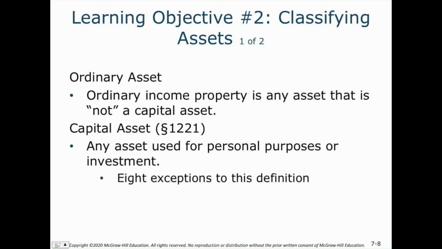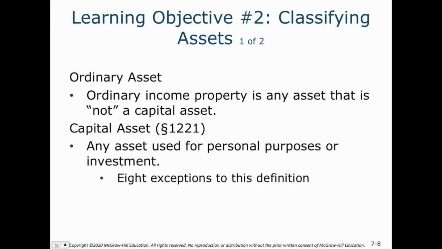Learning objective 2, classifying assets. In the first classification we're going to look at here, an ordinary asset is going to be defined in terms of another classification, a capital asset. So ordinary income property is going to be any asset that is not a capital asset. So we're going to take a look at what a capital asset is.